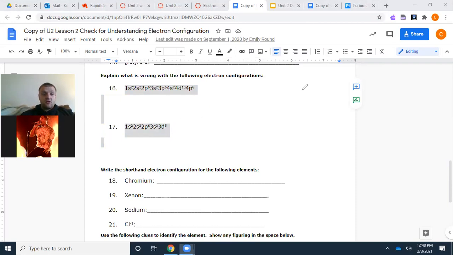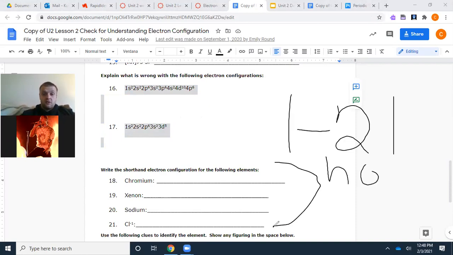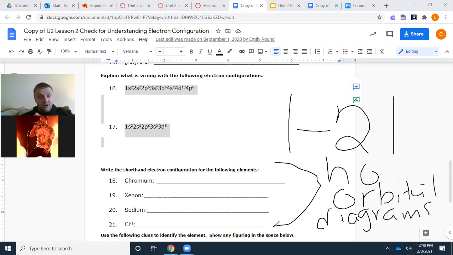Then you have 18, 19, 20, and 21. We are stopping at 21. 1 through 21, no orbital diagrams. You don't know how to do the orbital diagrams yet, so don't be Googling stuff. Stop it. I'm doing the clapping thing again.